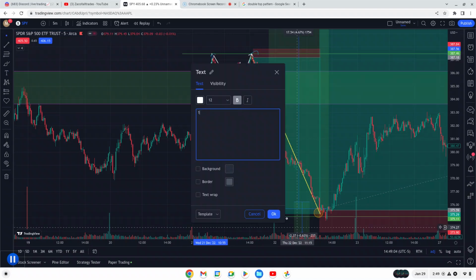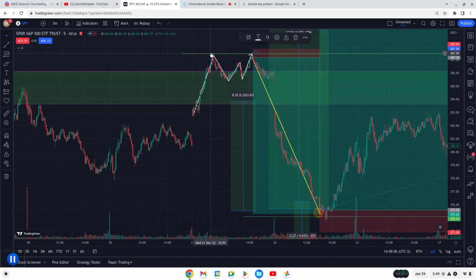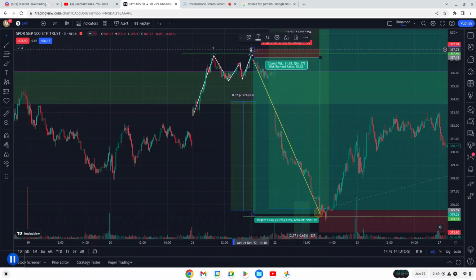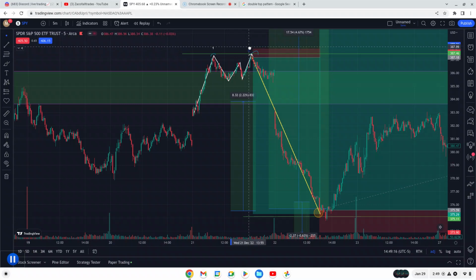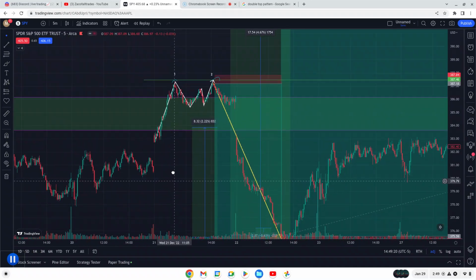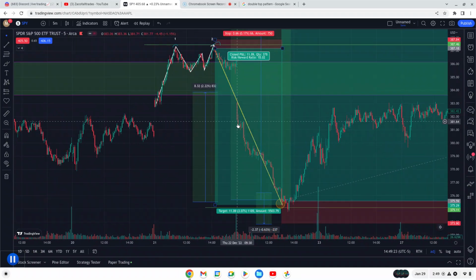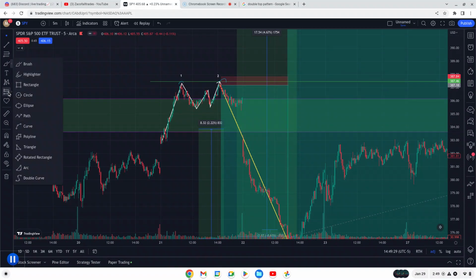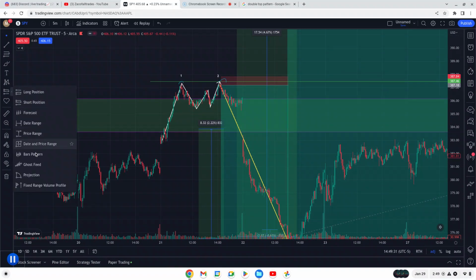One, two. And yes, a double top is one of my favorite patterns, by the way. And on this trade, like I said, you're not really risking a lot.